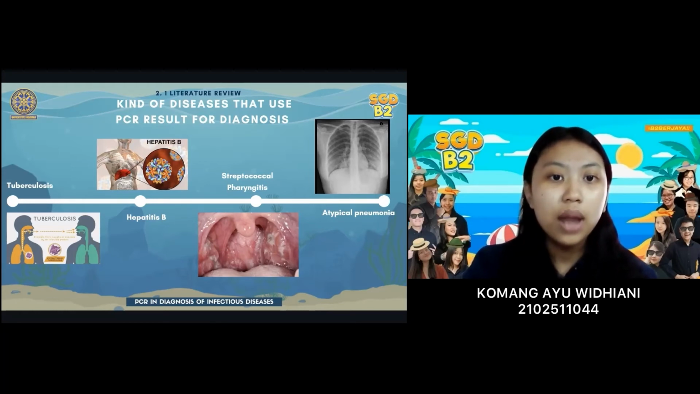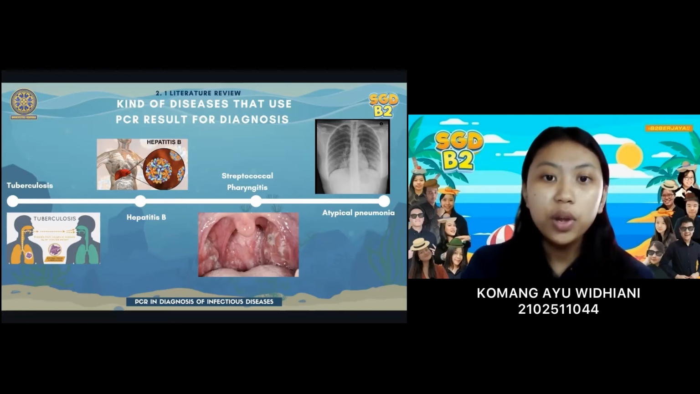And the third one is streptococcal pharyngitis. Streptococcal pharyngitis can be diagnosed using PCR. And empirical treatments such as the use of antibiotics and therapeutic courses of pharyngitis can be limited by the use of PCR. That's all from me.